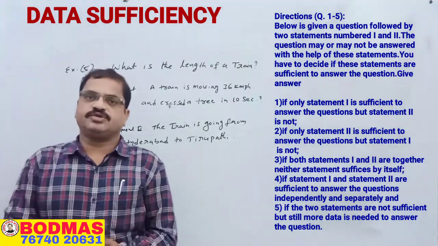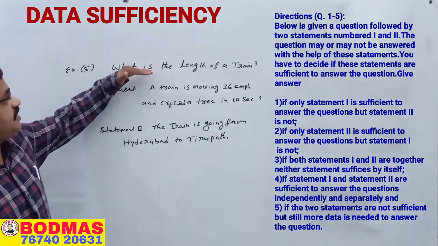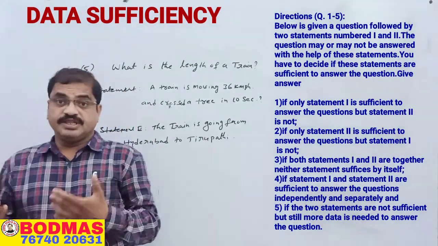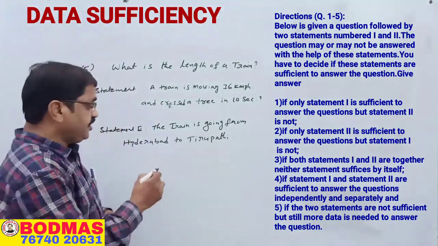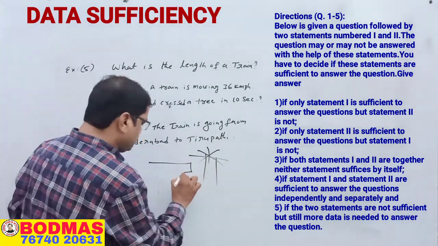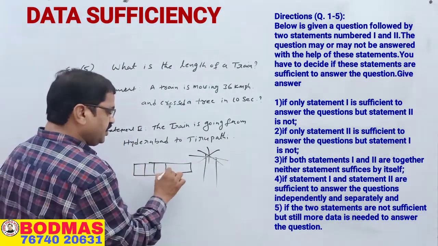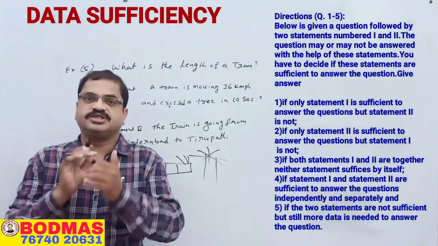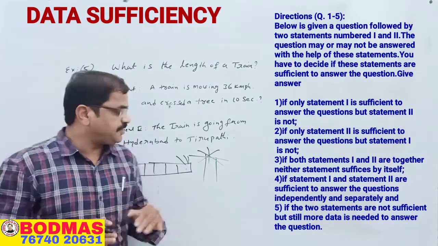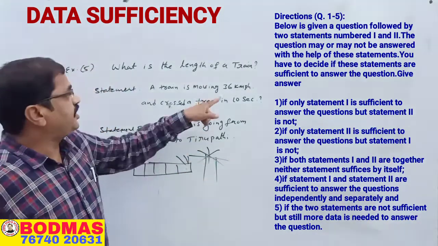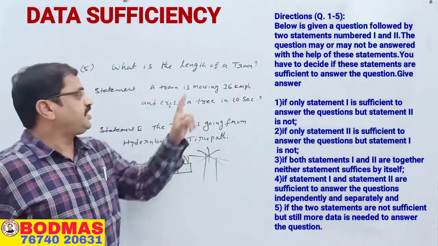So here you have to observe the question. What is asked? The length of the train. This is an arithmetic problem. Length of the train means, when a train crosses a tree, how much distance does it have to travel? It has to cross its own length. So for tree crossing, train speed and time are required. The speed here is 36 kmph.